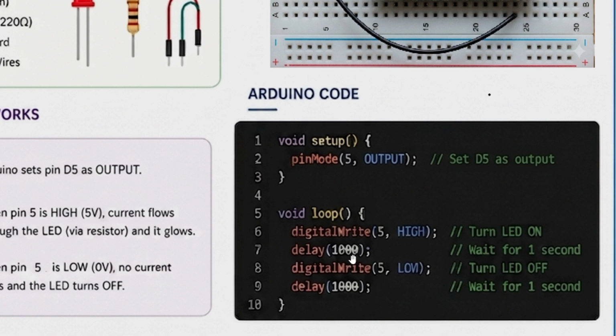Then wait for 1 second, delay 1000. Then again digitalWrite 5 comma low, so it sends the low signal to pin number 5, and then wait for 1 second again. So this code will turn the LED on and off, blinking the LED at 1 second intervals.